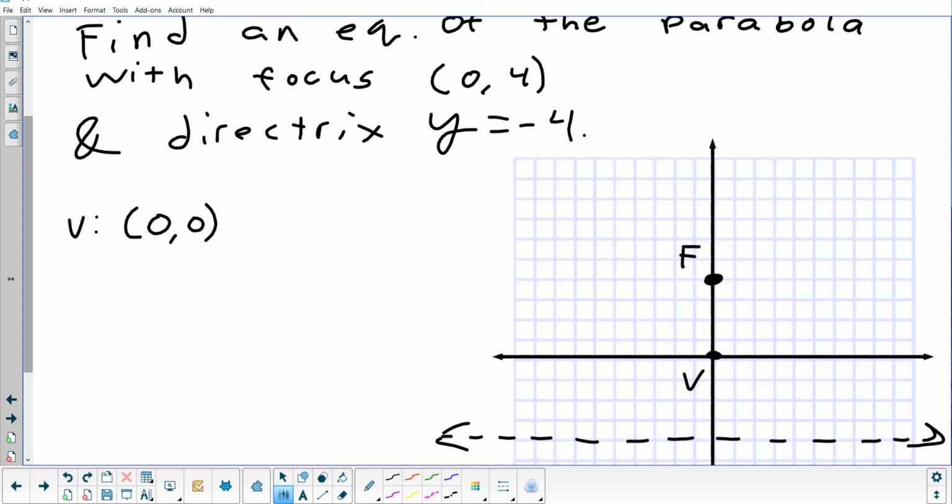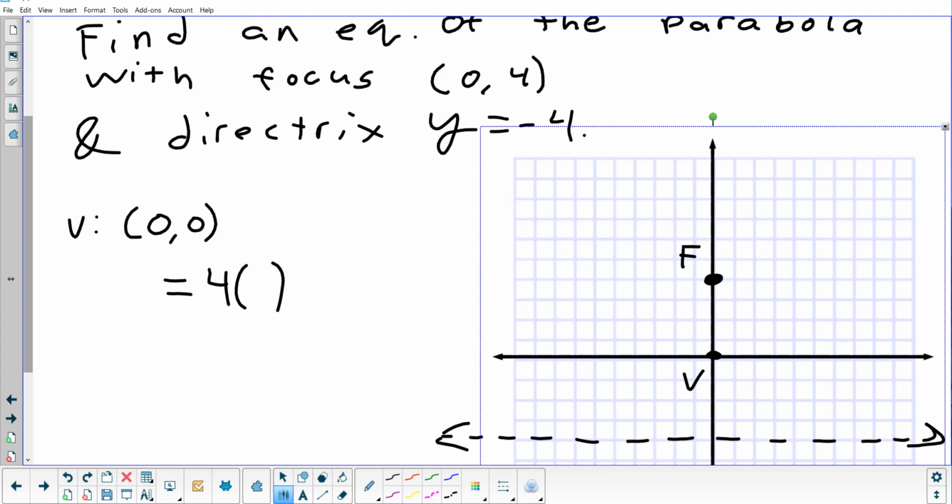Which way does this parabola have to open? It has to open up. So that means 4 or negative 4. You're going to have a 4. Right? We're going to have to fill in a. Well, I think we have enough information. What's a? It's the distance between the vertex and the focus. 1, 2, 3, 4. So a is 4.